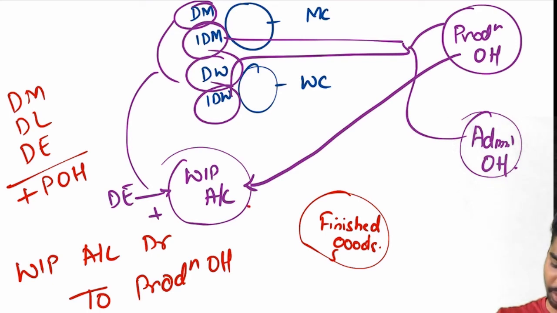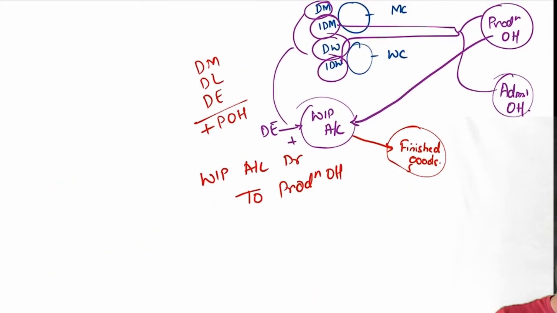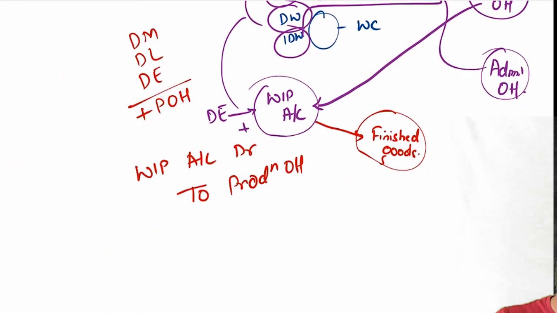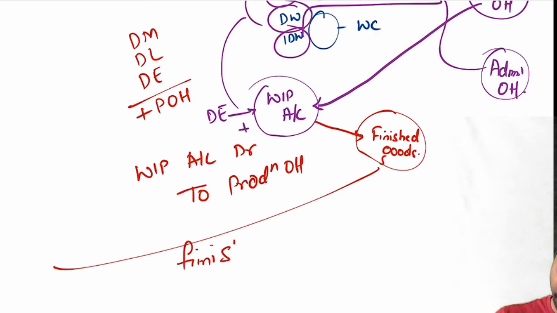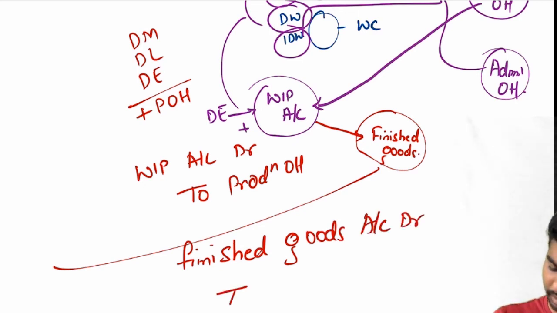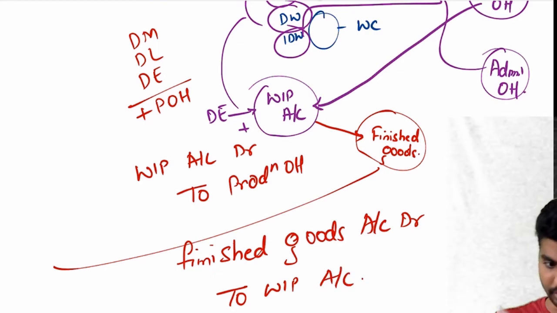So from WIP it will move to the finished goods. So we say when units are completed, I'll just write it down in the next one so it becomes easier for you guys. So when units are completed, we transfer goods from WIP to finished goods. So the journal entry becomes finished goods account debit to WIP account.